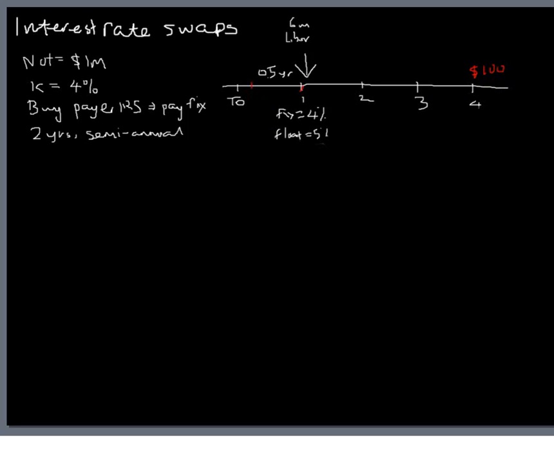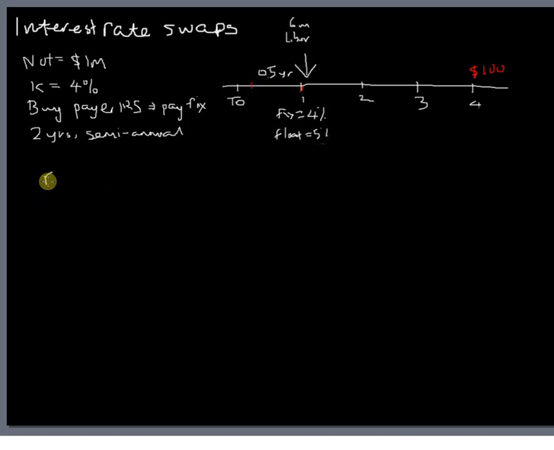When this happens, it's as if the two legs of the IRS are, in this case, we are paying fixed. It's as if we are selling a bond, and then we are receiving a floating rate bond. So when we do it in this manner, we are valuing two bonds, one fixed and one float.